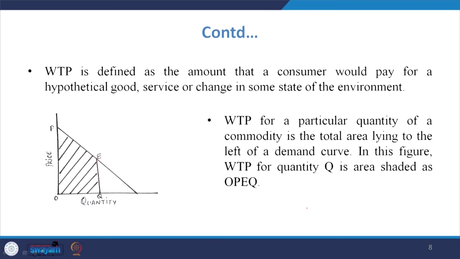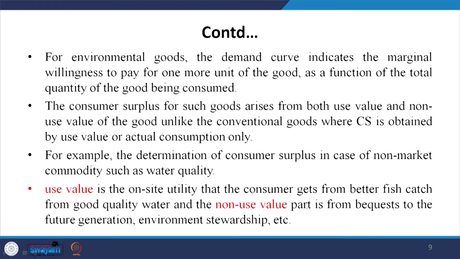So, the marginal willingness to pay for a particular commodity is the total area lying to the left of the demand curve. In this figure, the total marginal willingness to pay is shown by this shaded area. For environmental goods, the demand curve indicates the marginal willingness to pay for one more unit of output as a function of the total quality of the goods being consumed.